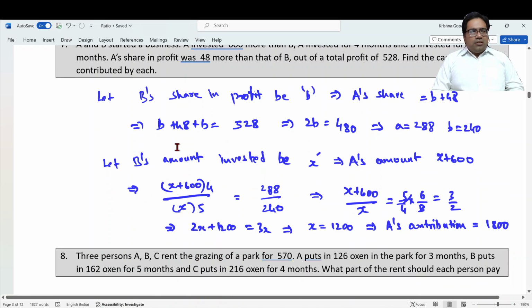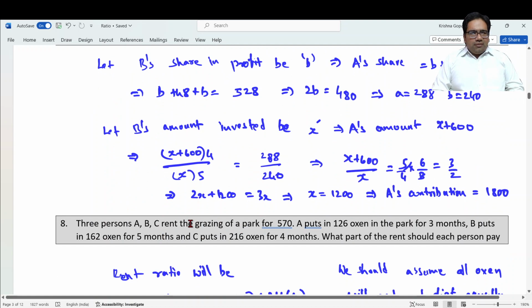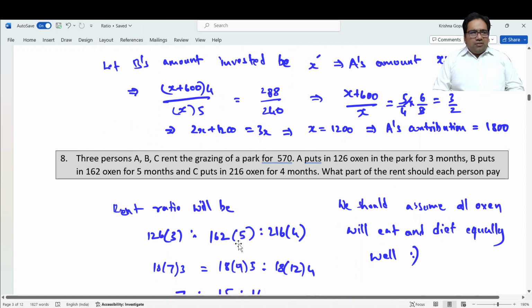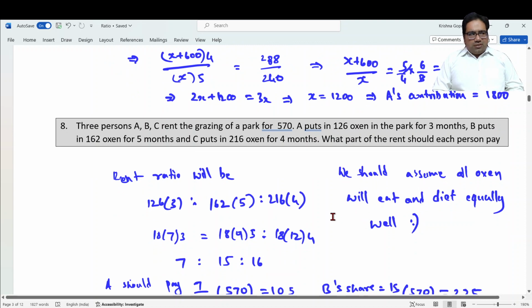Okay, now let's see. Three persons A, B, C rent the grazing of a park for 570. Let's say 570 rupees, dollars, whatever it is. A puts 126 oxen in the park for 3 months. B puts 162 for 5 months. C puts 216 for 4 months. What part of the rent should each pay? So 126 for 3 months is to 162 into 5 months is to 216 into 4 months. This should be the rent that they have to pay, right? Whatever they have eaten, that should be the rent. So 126 into 3 is to 162 into 5 is to 216 into 4.